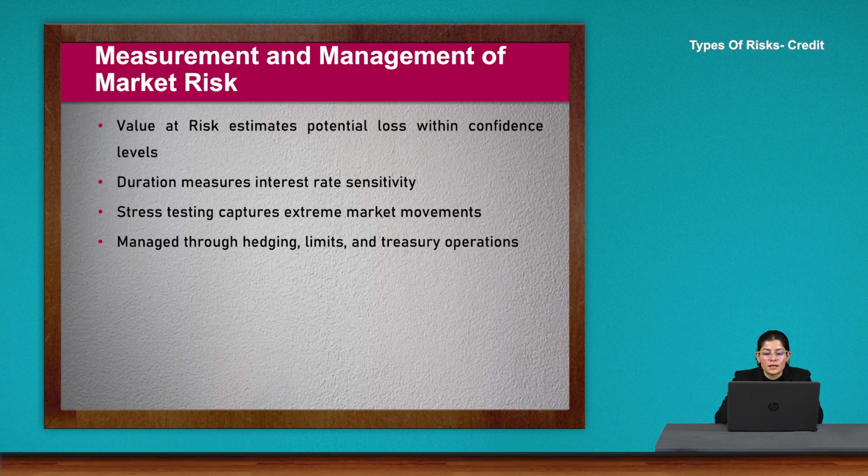Now let's take an example to understand the same. So if a bank purchases a 5-year government bond at rupees 100 yielding 6% and market yield increases to 8%, the bond market value falls, while the exact decline depends on the duration and the principal remains. Rising yields lead to falling prices and mark-to-market losses.